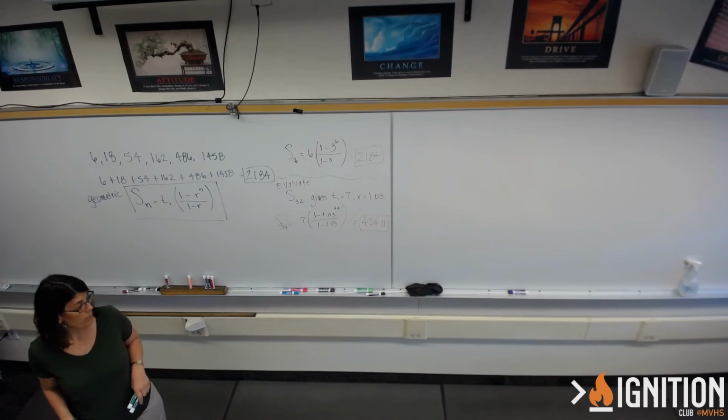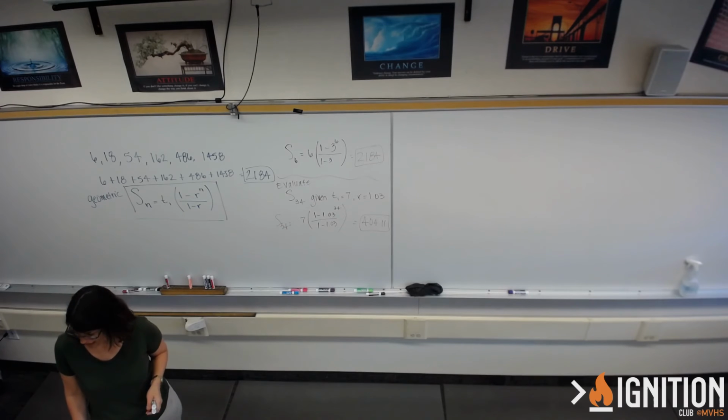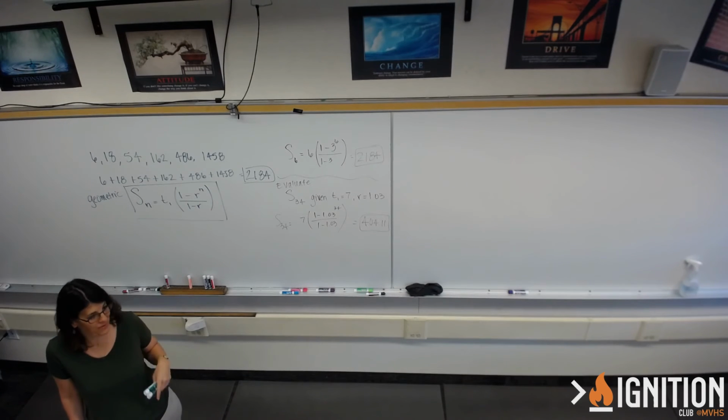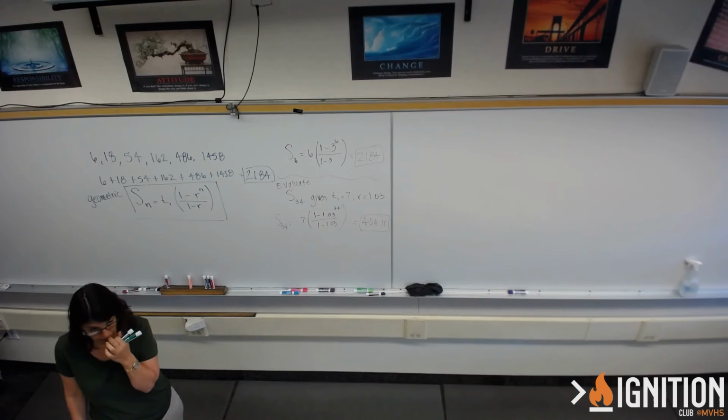Do 1 minus 1.03 to the 34th. I don't use parentheses, I just do 1 minus 1.03 to the 34th. Get an answer. Divided by, here you're going to have to use parentheses, 1 minus 1.03. Get an answer. Times 7.